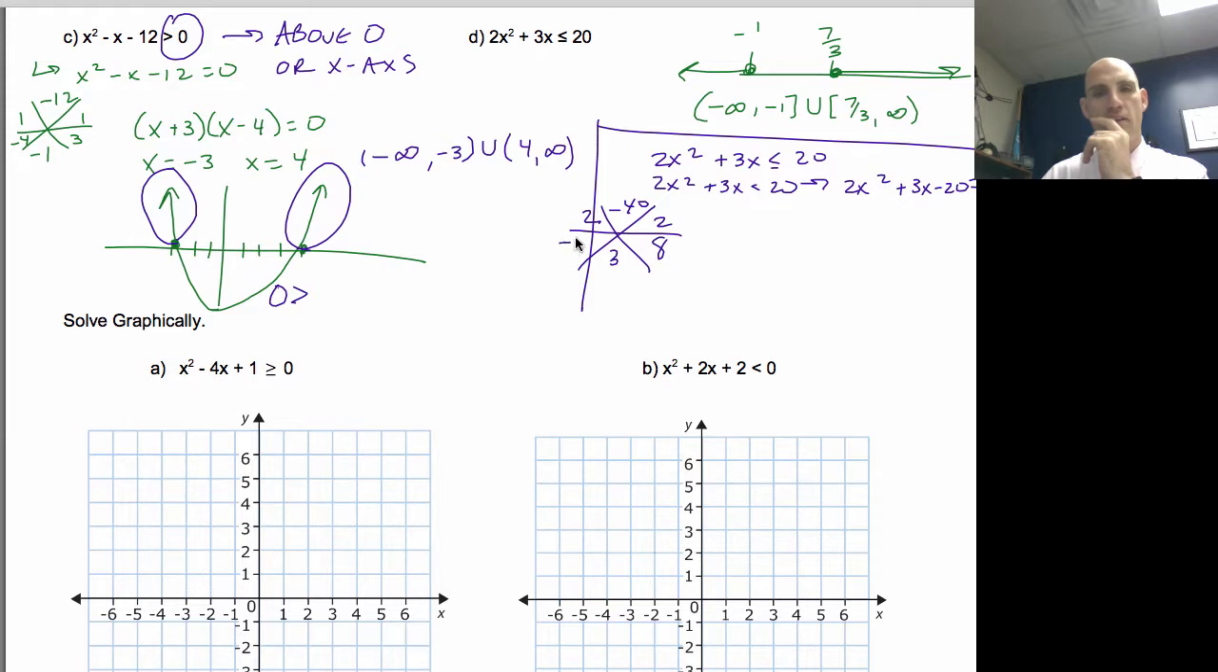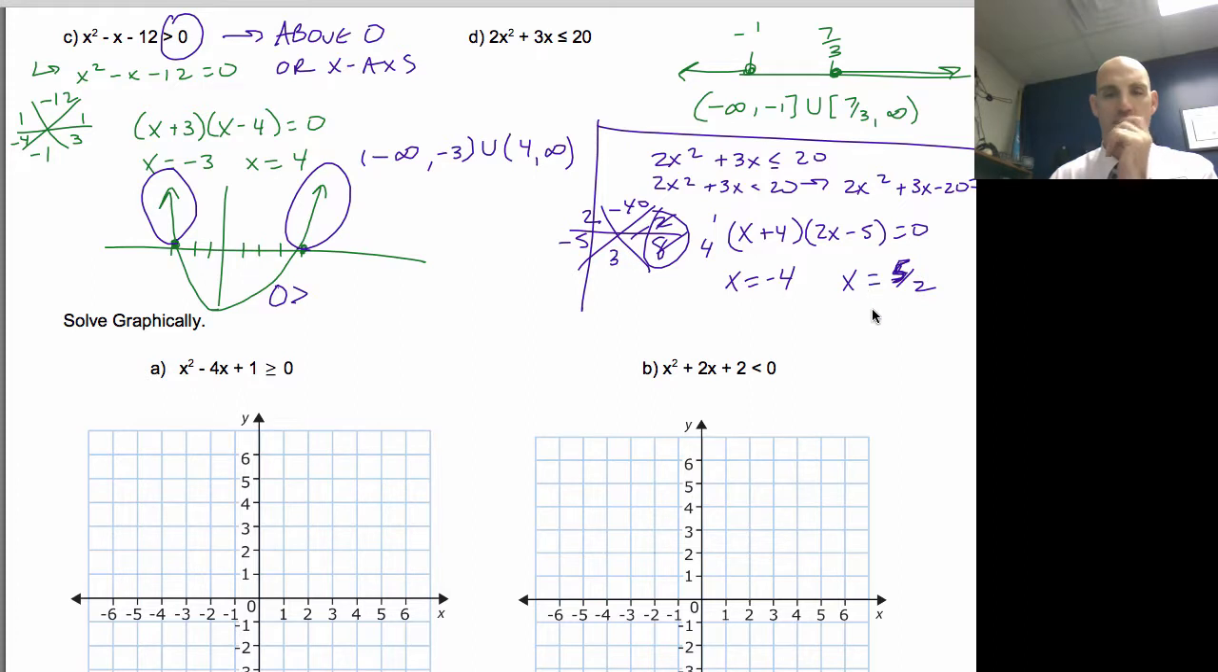So I've got 8, and I've got negative 5. These can reduce, so it's going to be x plus 4. That was reducing here, so this is 1 and 4. And this is 2x minus 5 equals 0. And so x is either equal to negative 4, or if I add 5, that would be 2x equals 5. So x is equal to 5 halves. So x is either 2.5 or negative 4.